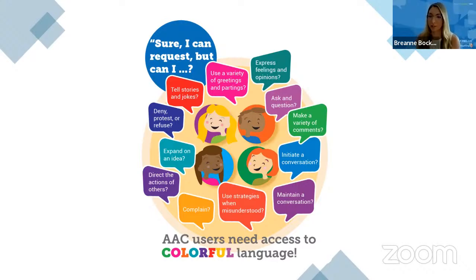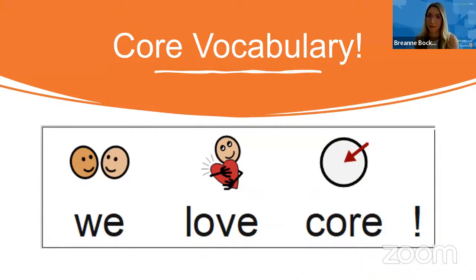And then giving access to a wide range of vocabulary and language allows our AAC users to communicate so much more. So we need to have a lot of variety in what we're able to say, and then what we're in turn able to model with them on the system, and just overall expanding their language development. So we love core. We live by this in the CoreWord Language System, and that's how we provide a robust amount of language for our communicators.